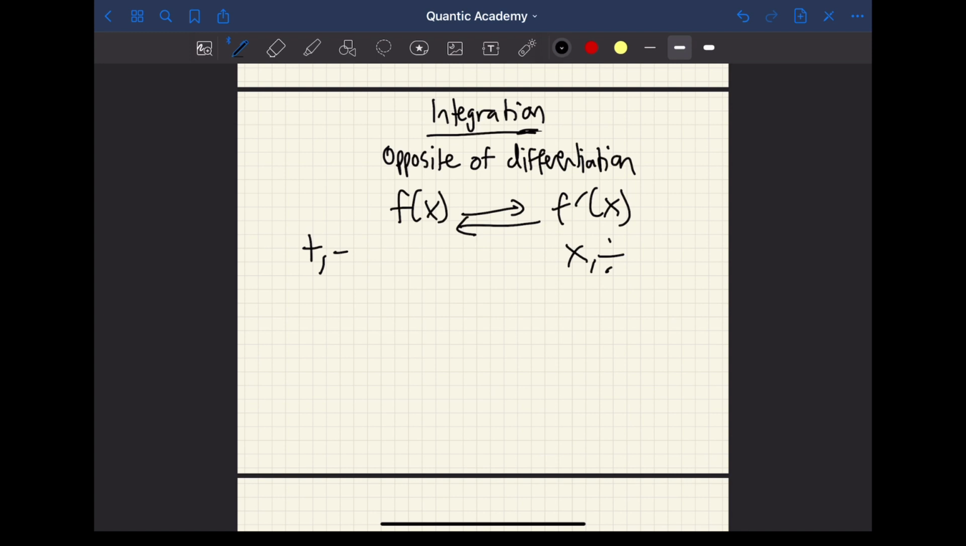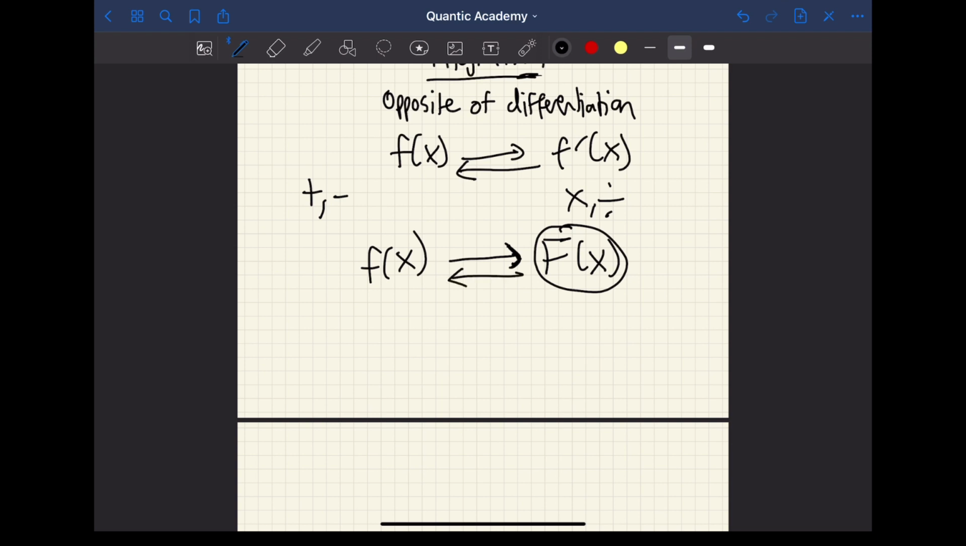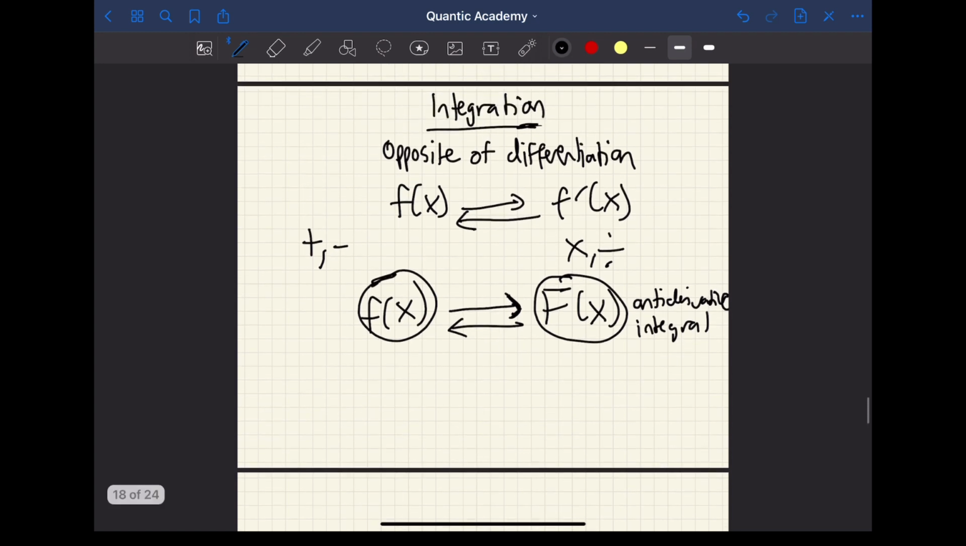So they're opposites, okay? So if you have a function f of x and you want to integrate it, then it'll be the same thing as finding the antiderivative. Now, I'm going to call the antiderivative capital F of x. And this is such that when you differentiate this, you get back f of x, okay? So capital F of x is the antiderivative, or the integral of lowercase f of x, okay? So that's what integration is.